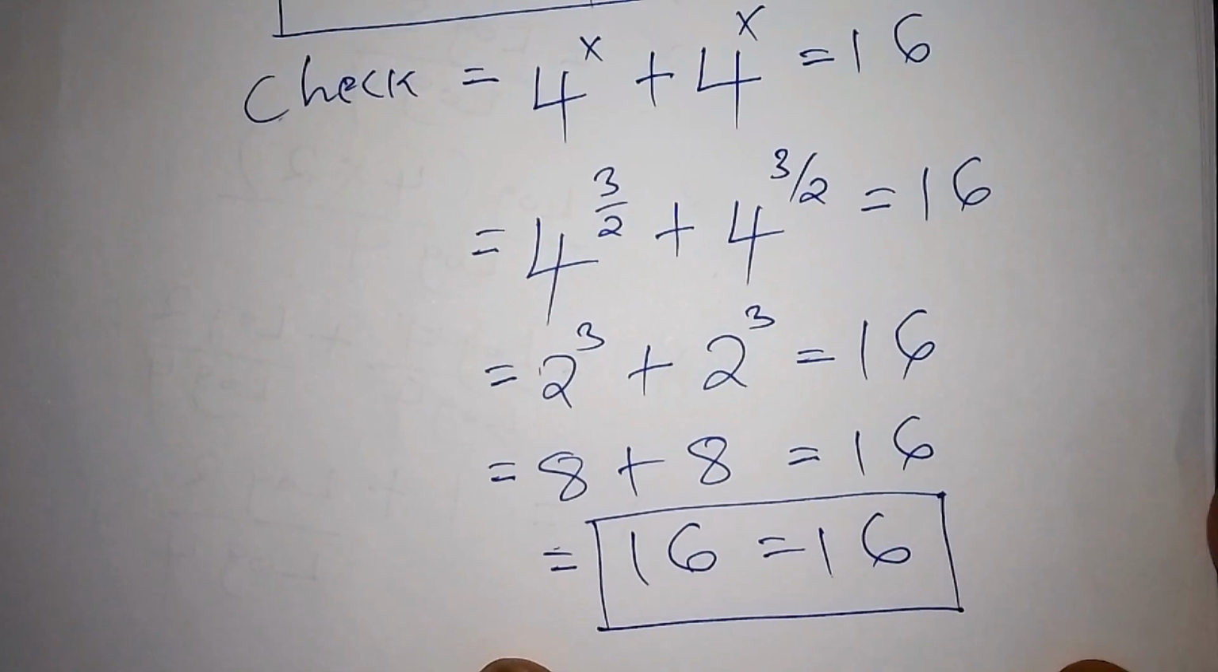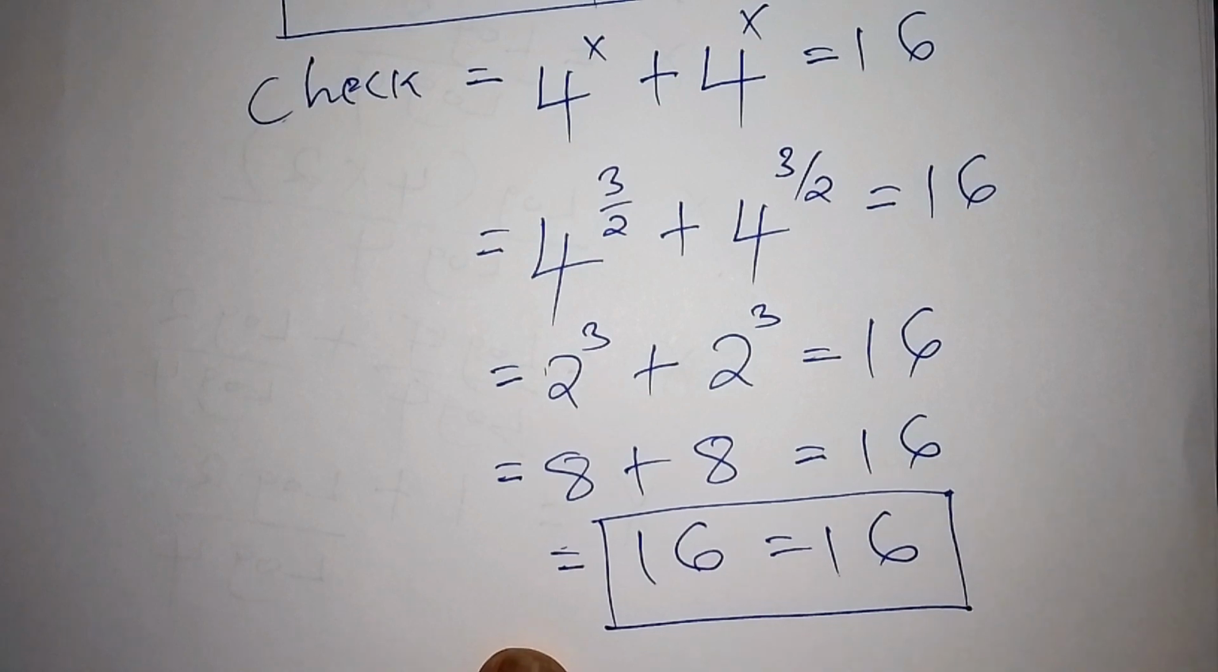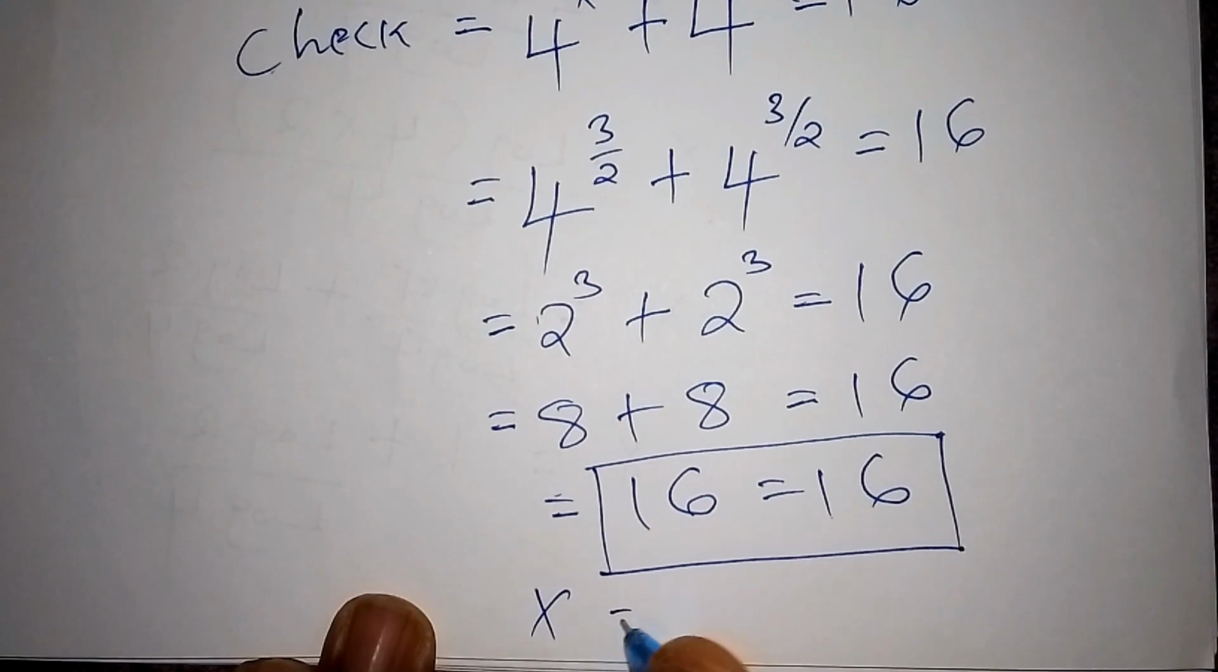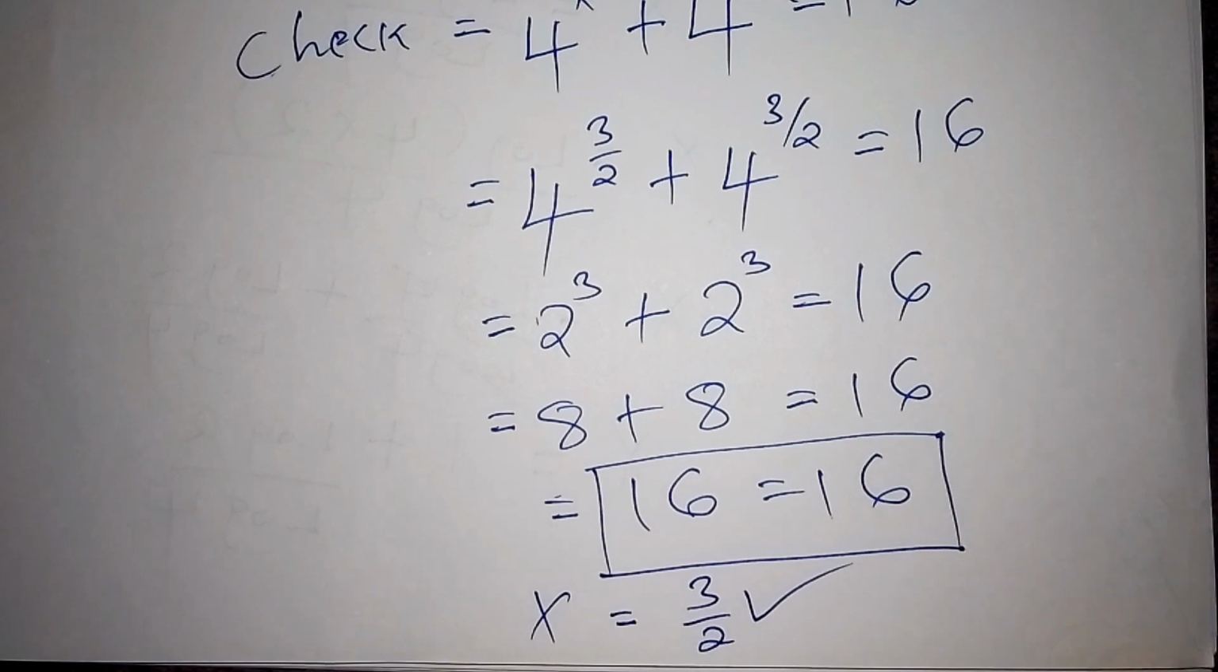So if you happen to get our x, our final answer says that the x we are looking for is equal to 3 over 2. And that is the final answer.